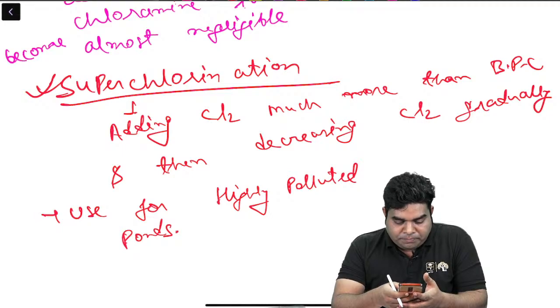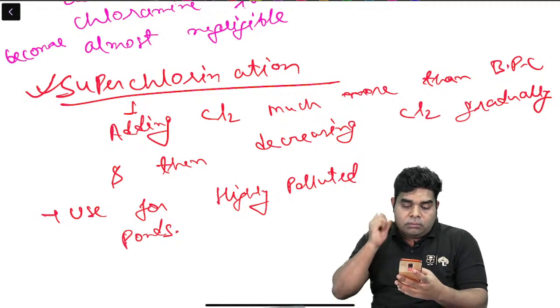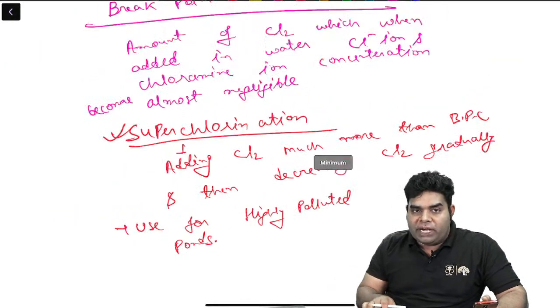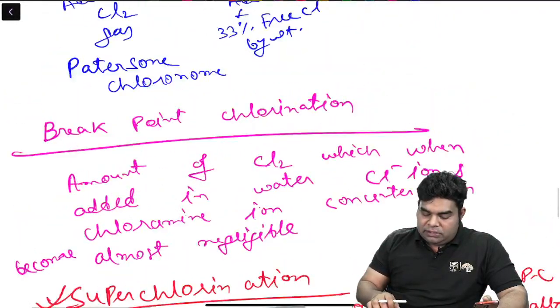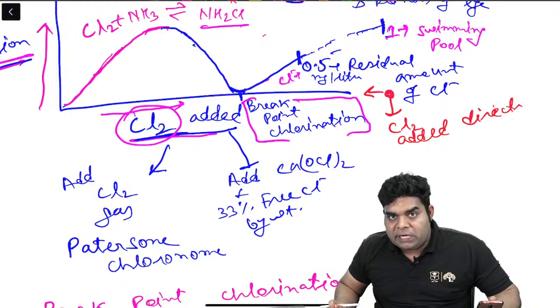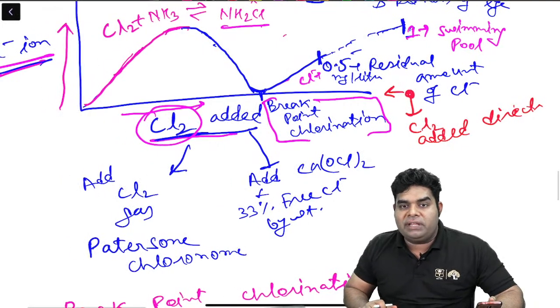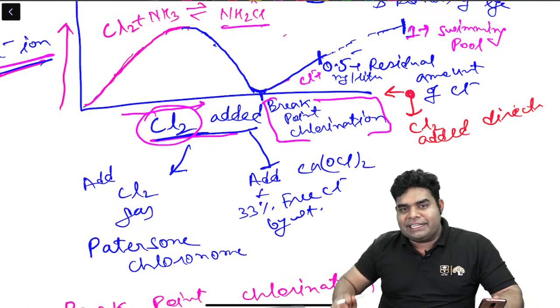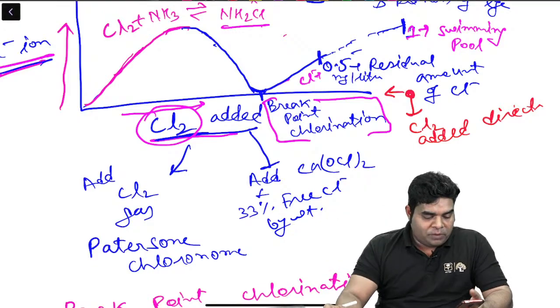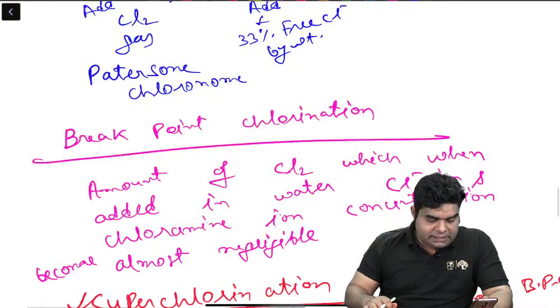Okay, so this is about breakpoint chlorination and superchlorination. Both are just amounts of chlorine which we will add. First, to reduce the chloramine to an almost negligible amount, that is breakpoint, and then increase the free chlorine to 2.5.